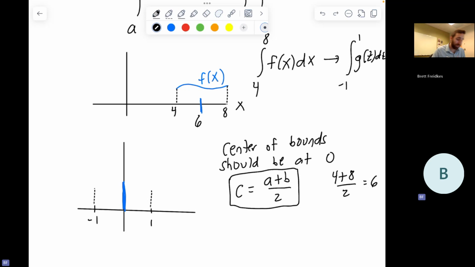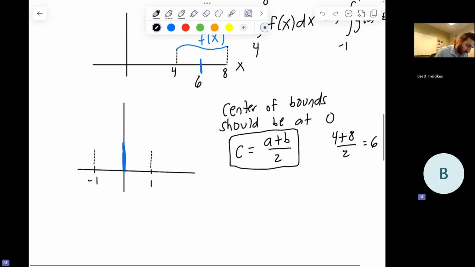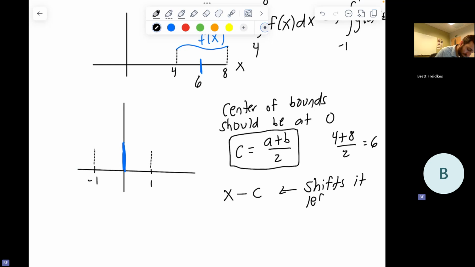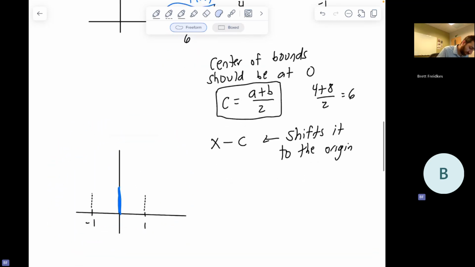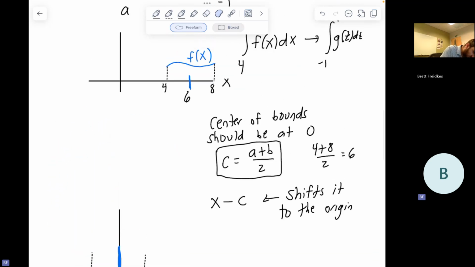So how much do I need to move it by? Well, I'm going to take all my x values and I'm going to subtract this center from it. So this shifts it left or right, depending on what c is, but it shifts it to the origin. So what do we have now? Well, let's make some room here. That's our goal. If we shift it towards the origin, we haven't changed the width of this yet.